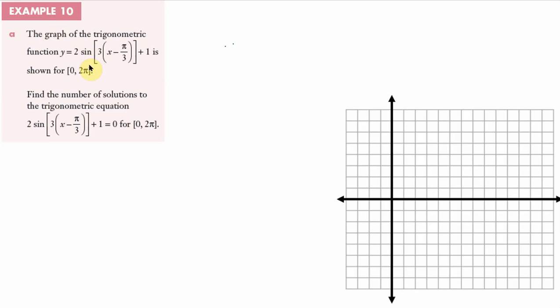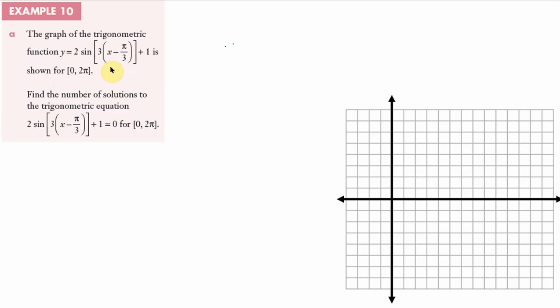In this example, we're asked to graph a transformed sine function and then to find when that function equals 0. I'll give you a few seconds to have a look at the problem. Notice we're asked to graph and to find solutions on the domain 0 to 2 pi.